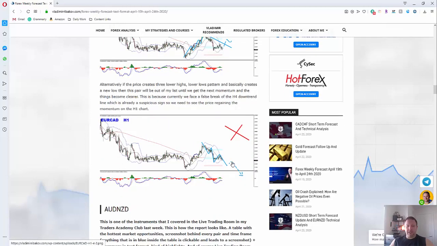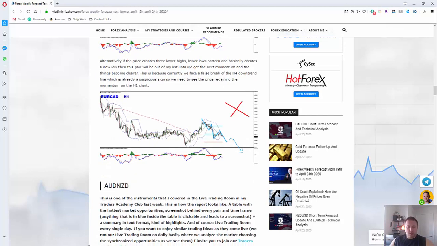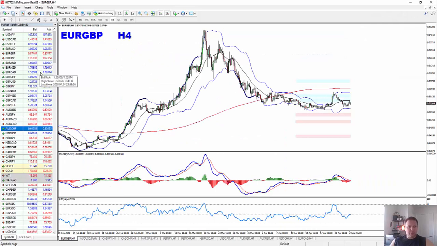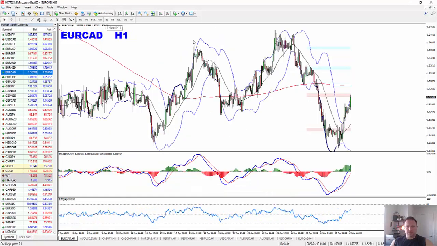So the invalidation was very clear if we, instead of breaking through the trend line, get the 3 lower highs, 3 lower lows. So what happened with this pair? Here we are.